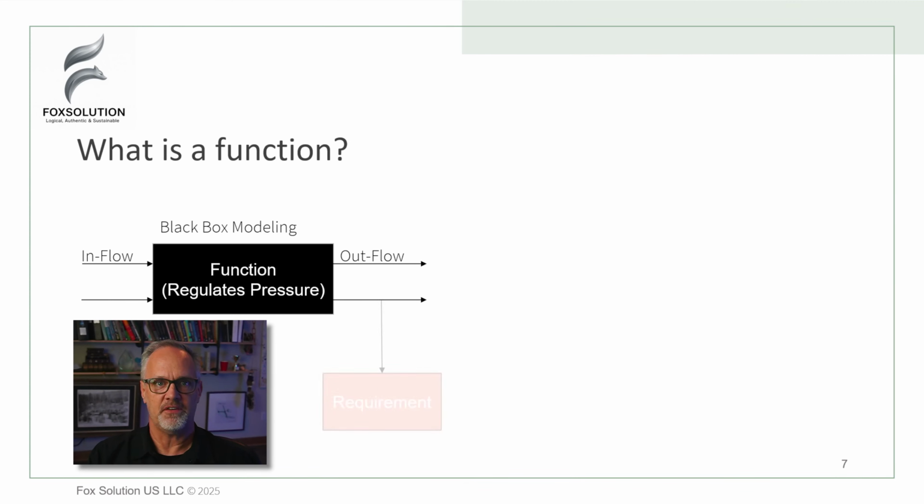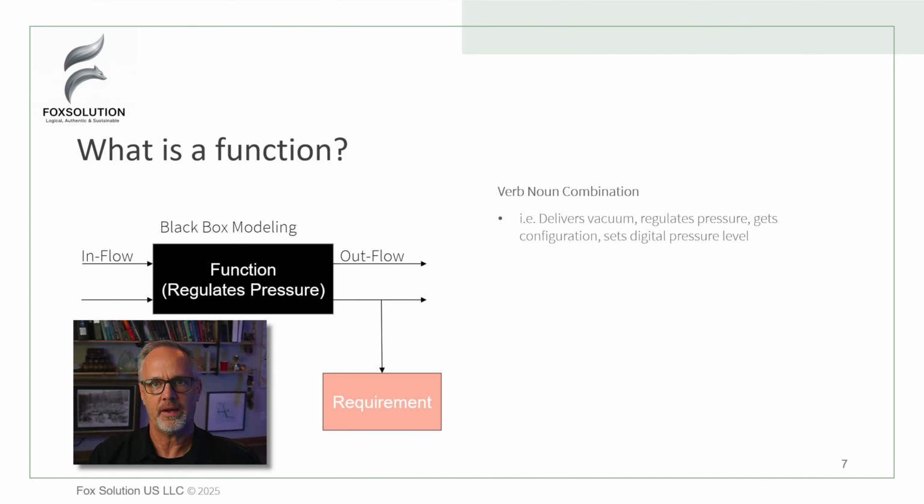So what is that function? It's a verb-noun combination. So essentially it delivers vacuum, regulates pressure, gets a configuration, lots of different types of functions depending upon the discipline that we're trying to deliver. So if the function is deployed in a component of the system that is a mechanical design component or a software design component, obviously the way we describe those functions is different. But essentially it works the same way: inflows, outflows, and requirements.